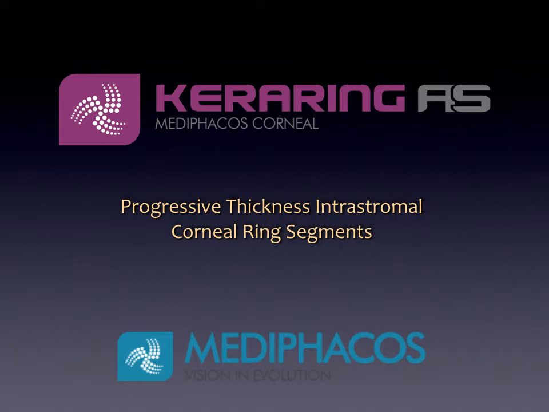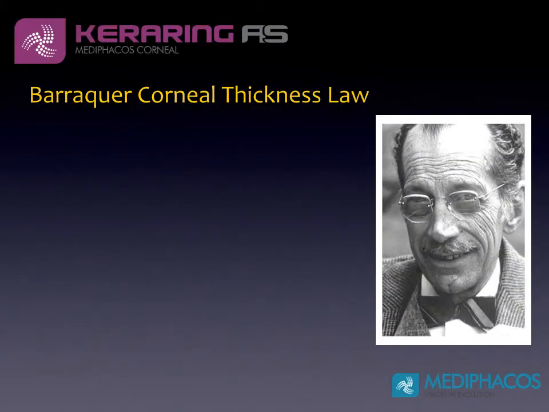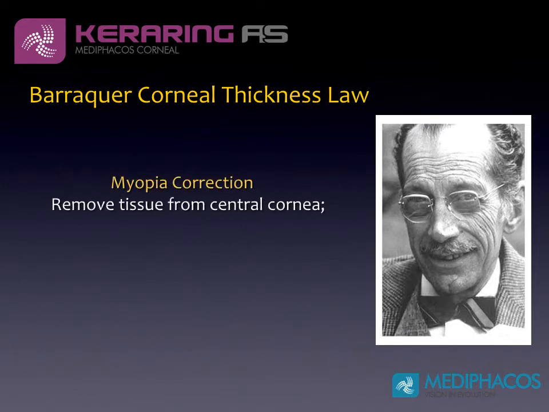In order to better understand the principal mechanisms of action of Keraring AS, we will first review some of the mechanisms of action which are common for all intracorneal ring segments. This type of implants works according to the so-called Barker corneal thickness law, which states that to correct myopia, we can either remove tissue from the central cornea or we can add tissue to the periphery of the cornea. Thus, intrastromal corneal ring segments can flatten the cornea or correct myopia by adding tissue to the periphery, the tissue added being the implant itself.